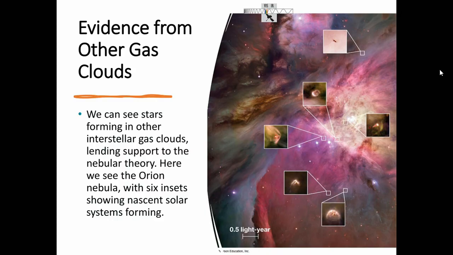So this is a picture of the Orion Nebula, and you can see various regions, little clumps where there's either a star forming in the center of the clump or a star has already formed. And so these are kind of the baby pictures of solar systems forming.